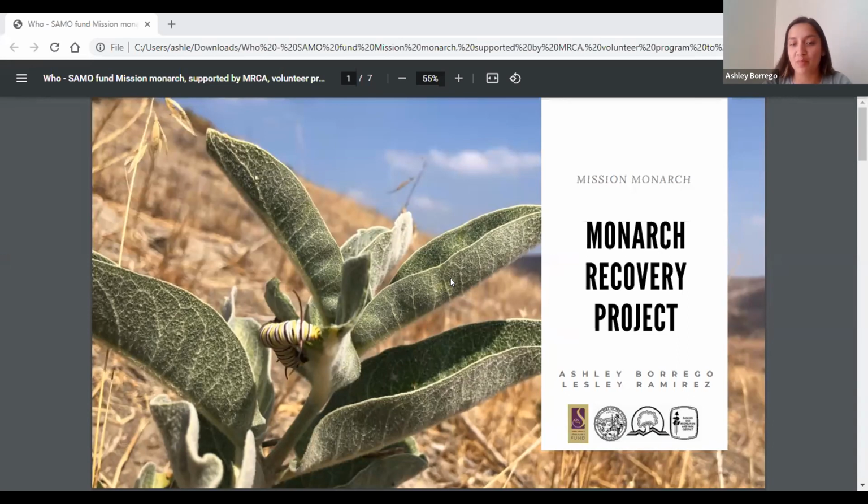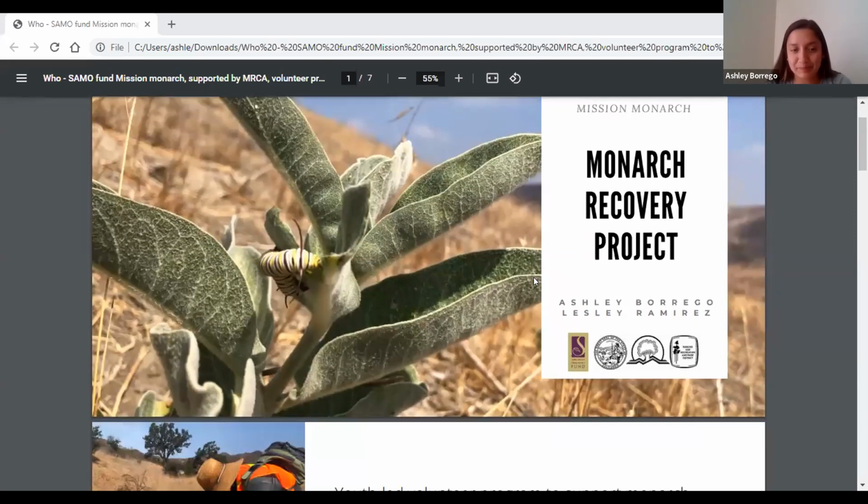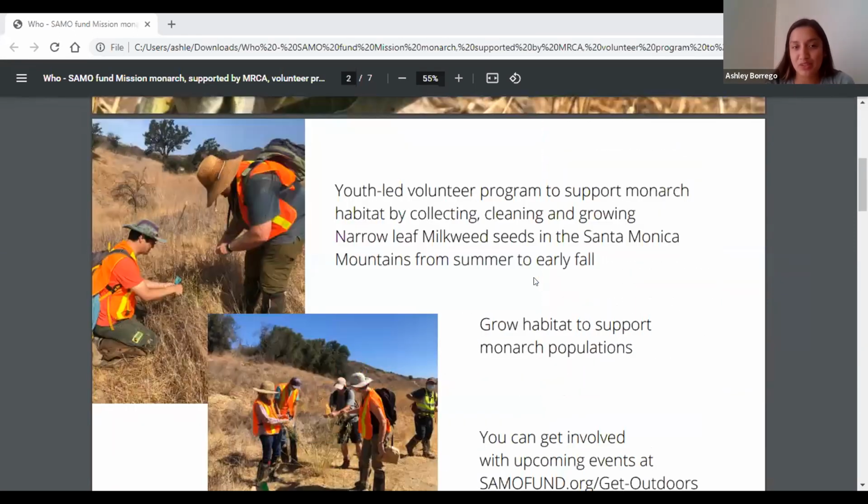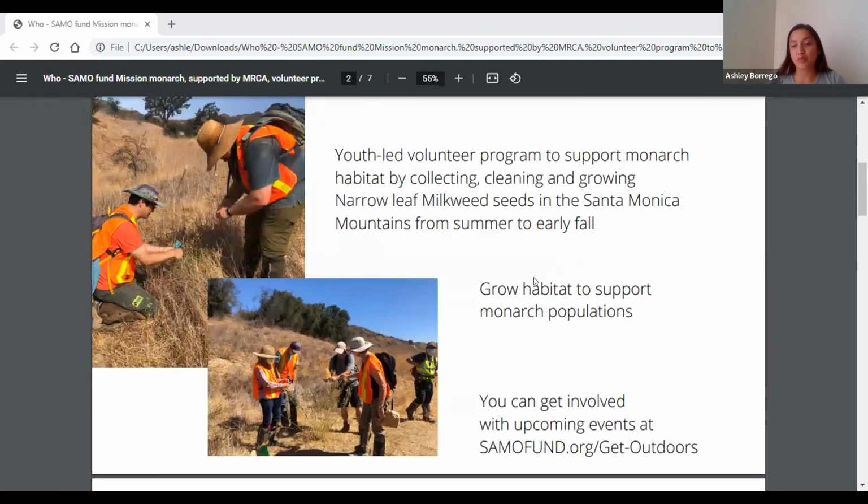It was powered through Santa Monica Mountains Foundation, the nonprofit partner for Santa Monica Mountains National Recreation Area, and Mountain Resource Conservation, which is their logo right here, partly with the state. So what we were able to do is it was a youth-led volunteer program to support monarch habitat by collecting, cleaning, and growing narrowleaf milkweed seeds in the Santa Monica Mountains from summer to early fall.